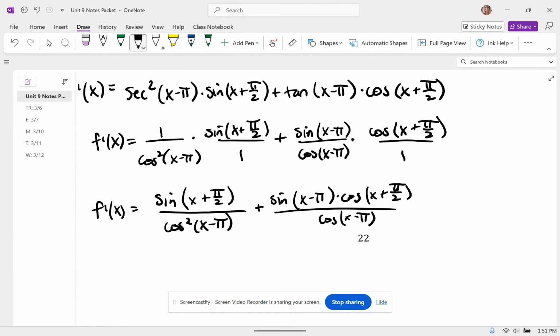Wait, can I cancel these two? No. Can I cancel those two? Good job. What did you just ask to cancel? The two cosine over cosine. You'd be surprised. They have two different arguments. You can't cancel them.